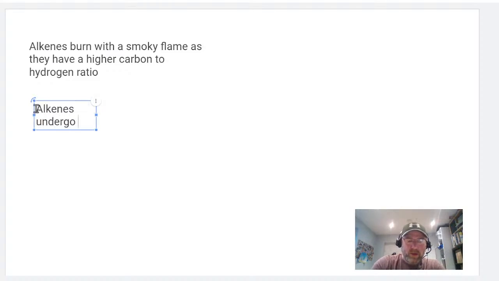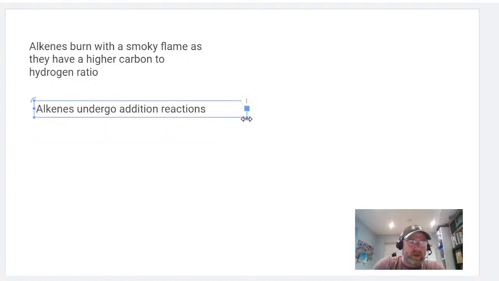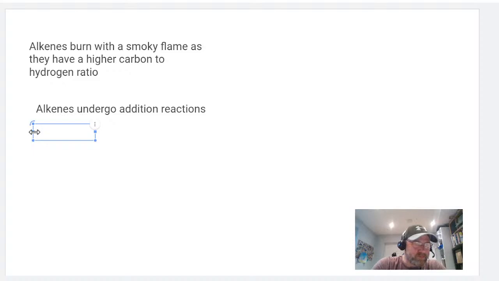Alkenes undergo addition reactions. So addition reactions are when things add on. We'll have a little look. This is a very classic addition reaction. If you look here, this is ethene.